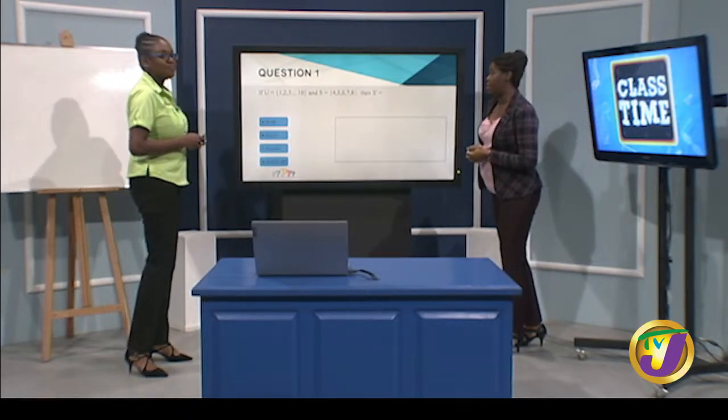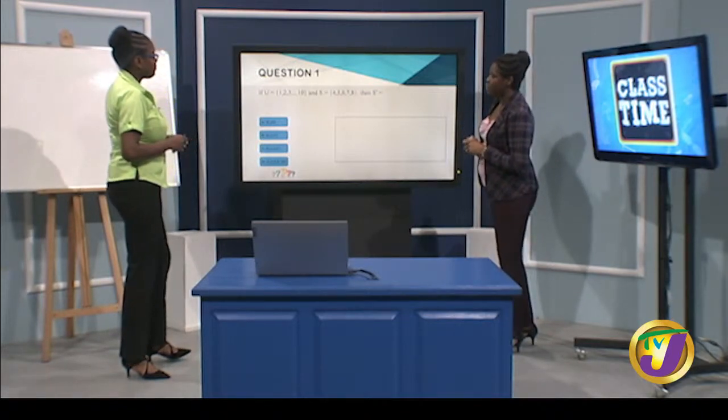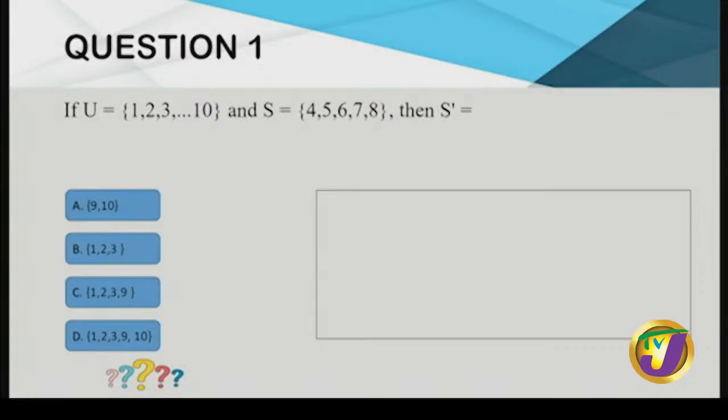So our first question on sets: if U, the universal set, consists of elements 1, 2, 3, and the dots mean 4, 5, 6, 7, 8, 9, 10, and the set S contains elements 4, 5, 6, 7, 8, then S complement, with the little mark at the top of S, means not a member of set S. So it's not in S, but it should be a part of the universal set, because the universal set contains set S.